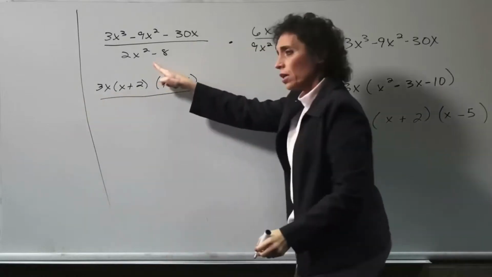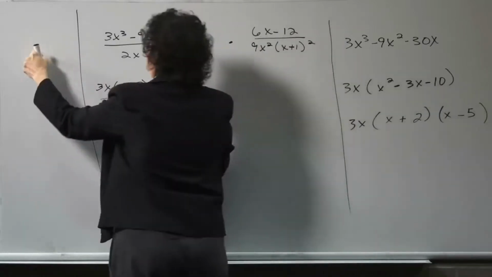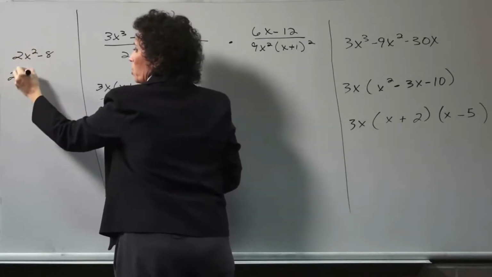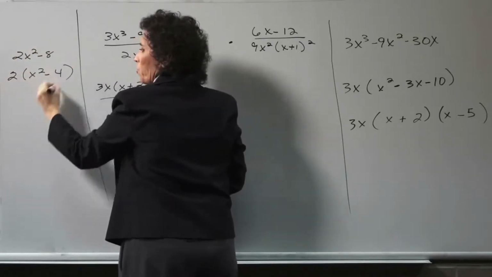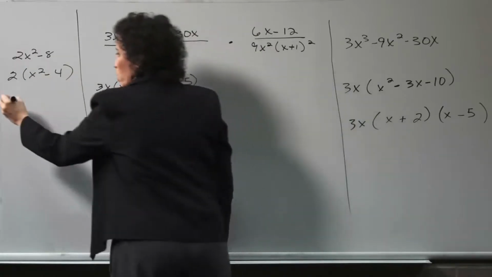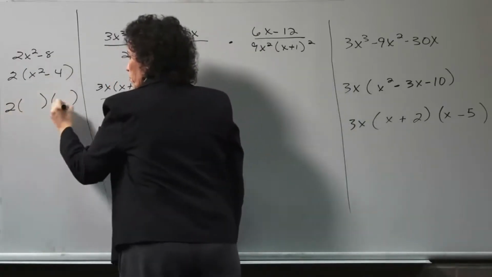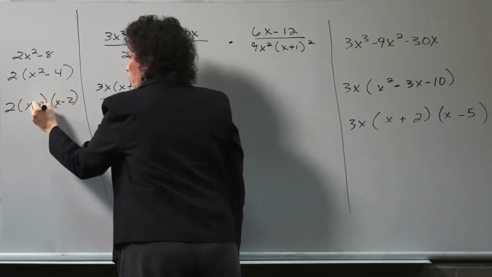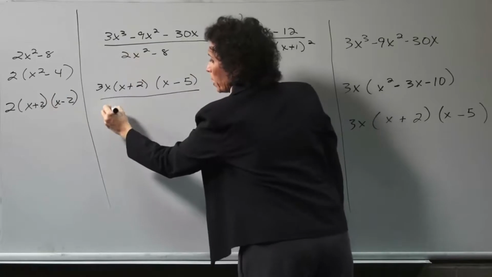For this one, I'm going to do this one right here. 2x squared minus 8. Factor out a 2, and I get x squared minus 4. Not done. Difference of 2 squares. So I'm going to factor that. x and x, plus and minus 2 and 2. So that's what goes on the bottom.